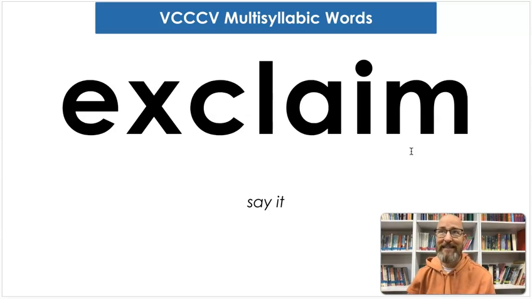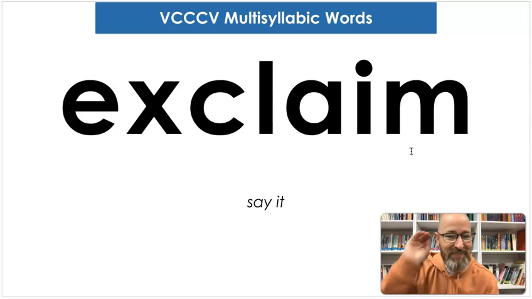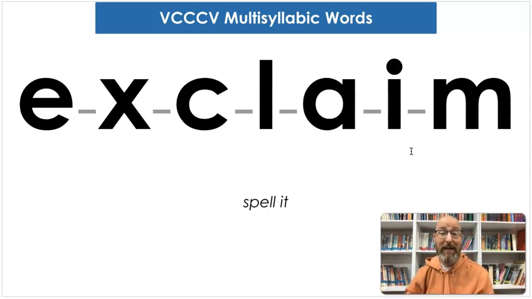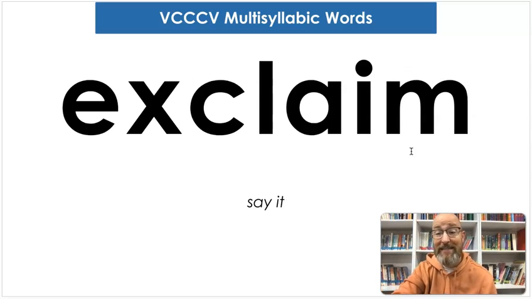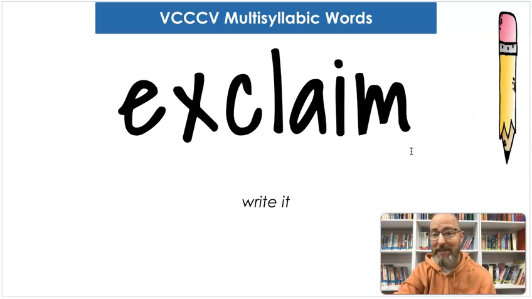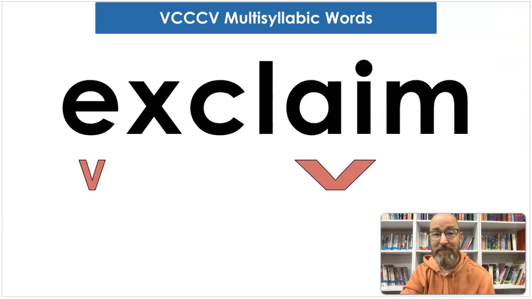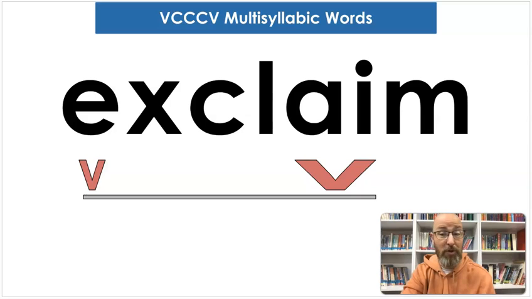And our next word is exclaim. Say exclaim. Let's spell it. E-X-C-L-A-I-M. Exclaim. Write it. E-X-C-L-A-I-M. Label your vowels. I see a vowel team here. We're still going to label both of them. Draw your line.